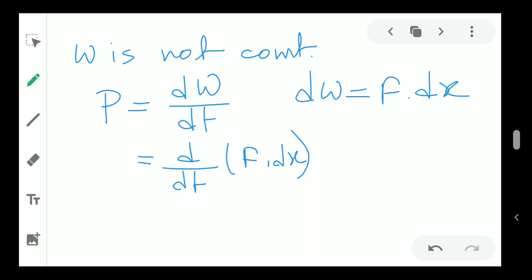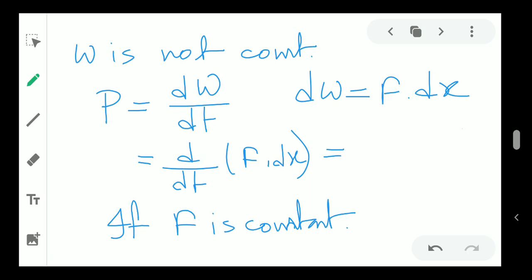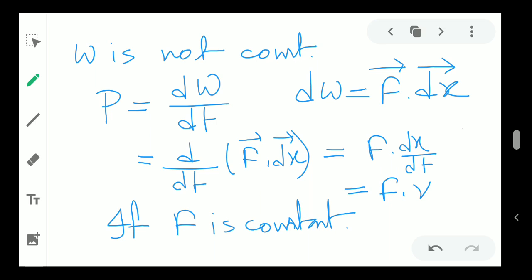Now if our F is constant, it will be given in the question itself. You don't have to bother about it. So F will come out and we will get dx/dt, and that is how we get the formula F dot v, because we know dx/dt is nothing but our velocity. If we use vector terminology here, it is a dot product, so we will get something like this.